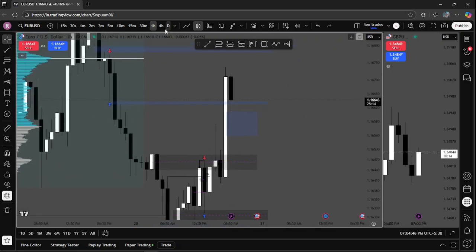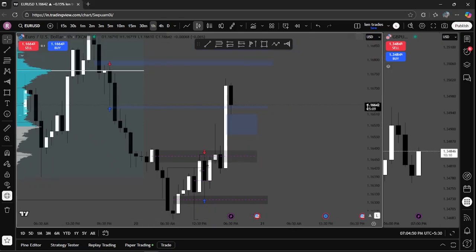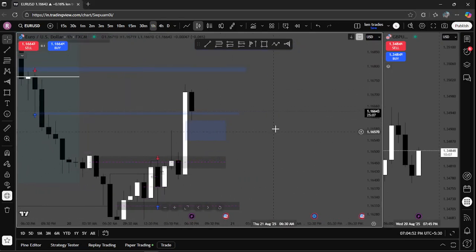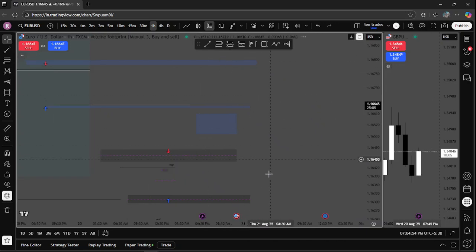This one is kind of getting rejected from here. Looking at the 5-minute time frame, hard to say. Now, as it displays through, I would like to see the footprint chart here.